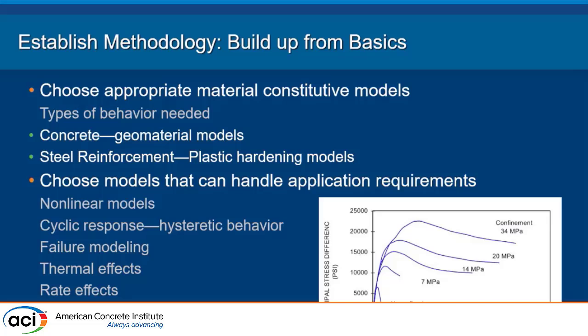If cyclic response is needed, not all concrete models will do cyclic response appropriately. That's a very important thing to look at. If we need to look at damage, cracking, failure, we need to understand how that's implemented in our models. Maybe there's thermal effects. Can the material model support that, or can it be added on? I mentioned rate effects. And here, I mean, people know concrete. We know that it's highly nonlinear. It's dependent on lots of things, including level of confinement. So those are things I think about when I'm establishing a methodology.